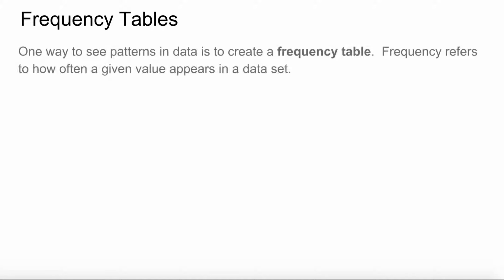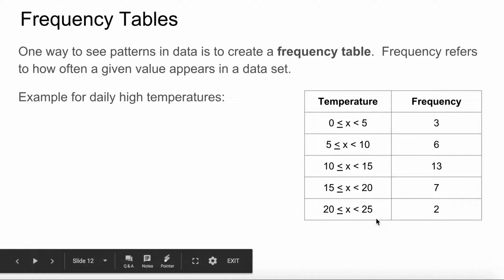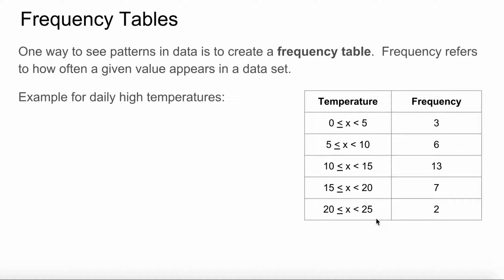One way we can do that is with something called a frequency table. Frequency refers to how often a given value appears in a data set. So if something is frequent, it appears often. Here's an example for daily high temperatures. What I have done is I've created ranges of temperature, right? From 0 to 5, from 5 to 10, from 10 to 15, from 15 to 20, from 20 to 25. And I just counted, in that long list of data, how many days were between 0 and 5, how many between 5 and 10, 10 to 15, etc.